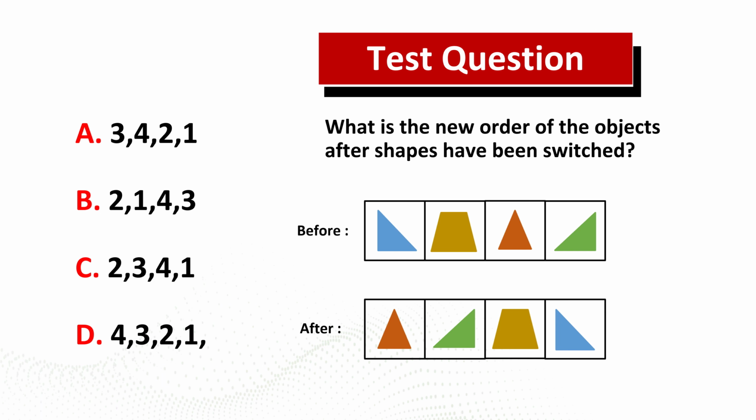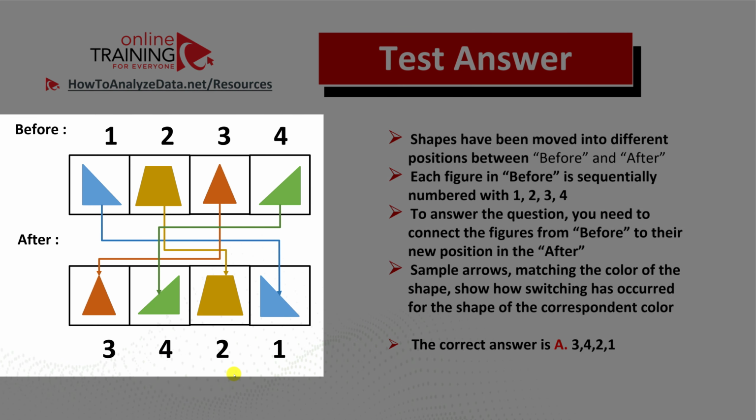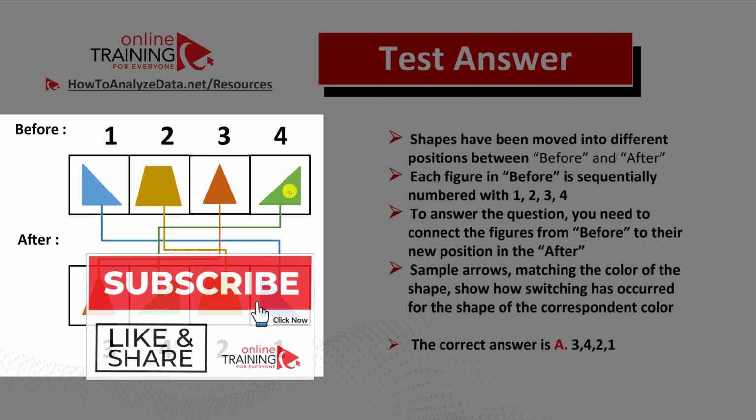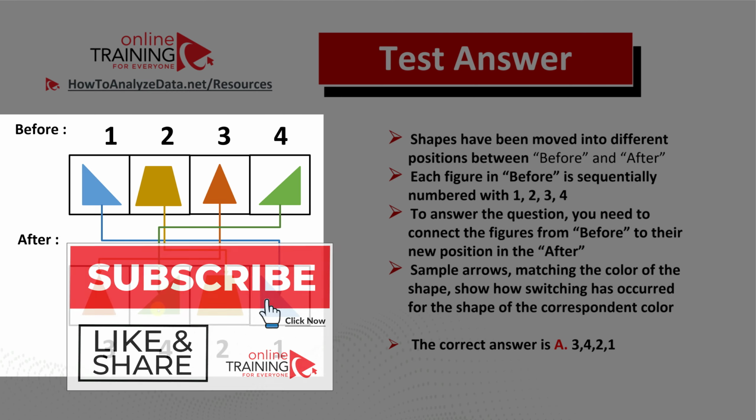Did you come up with the solution? Let's continue to see how we can solve this challenge together. To determine new positions of the objects, you need to mentally move them from their original position to the new position. For example, let's trace a blue triangle, which moves from position 1 to position 4, which means that in the after answer, block 4 for the new object would be 1. Another example, if we trace the green triangle, it moves from position 4 to position 2.